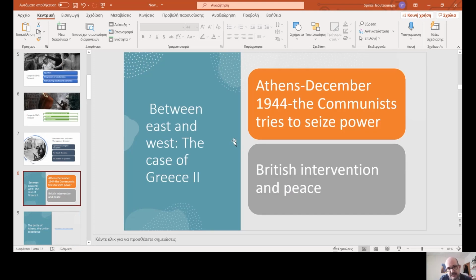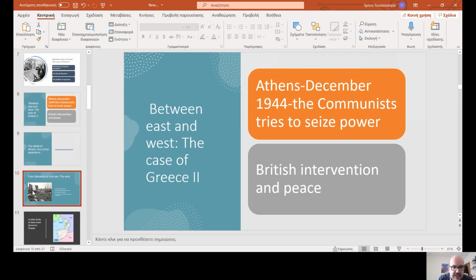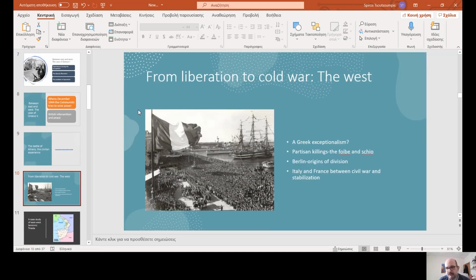So in Athens, to summarize this, there is fighting between the communist left on the one hand, and the government and the British army on the other side. The British intervene, and peace is restored once again. But these problems were not confined to Greece.